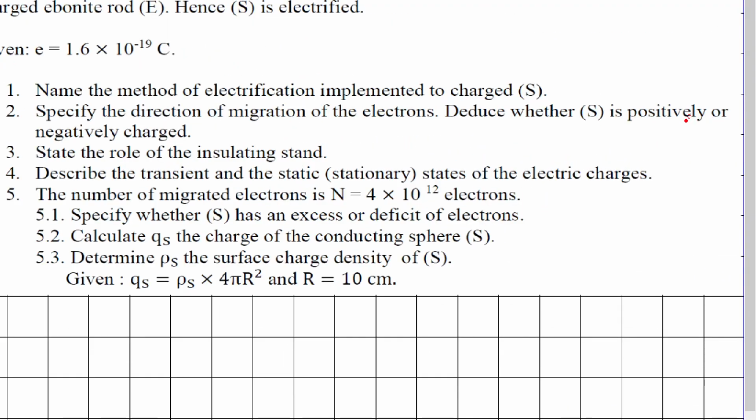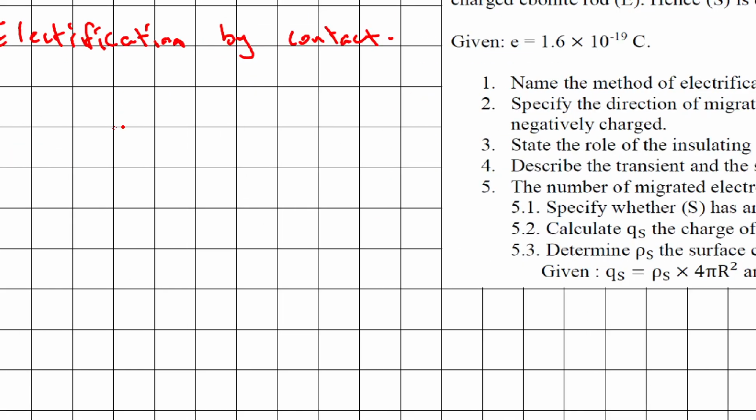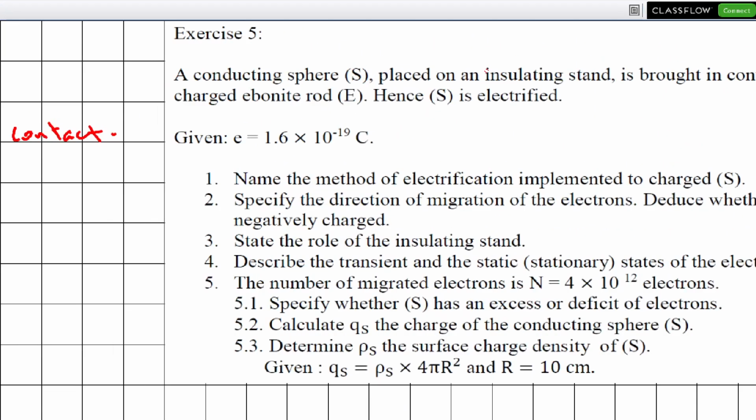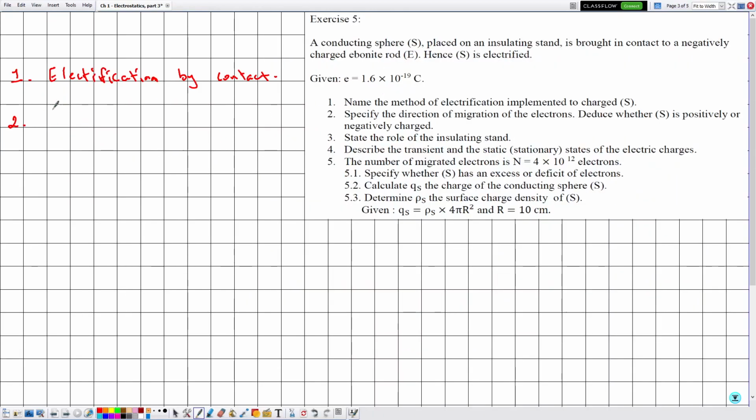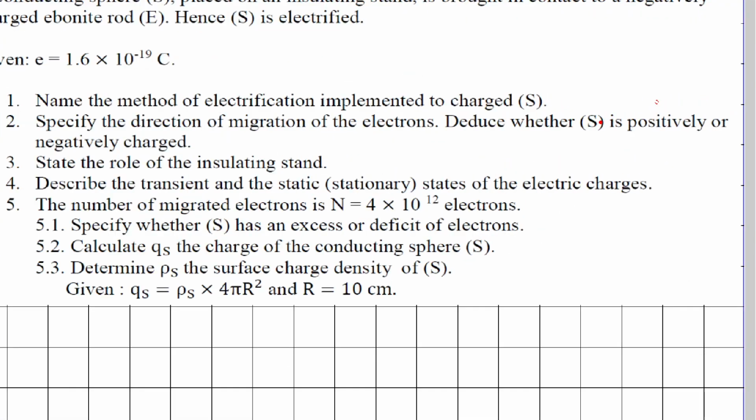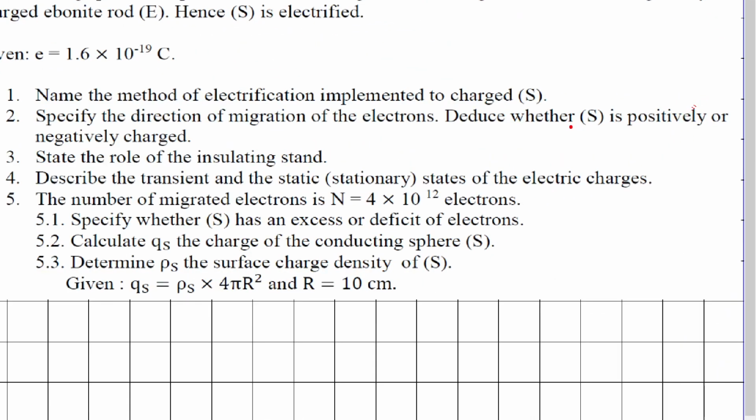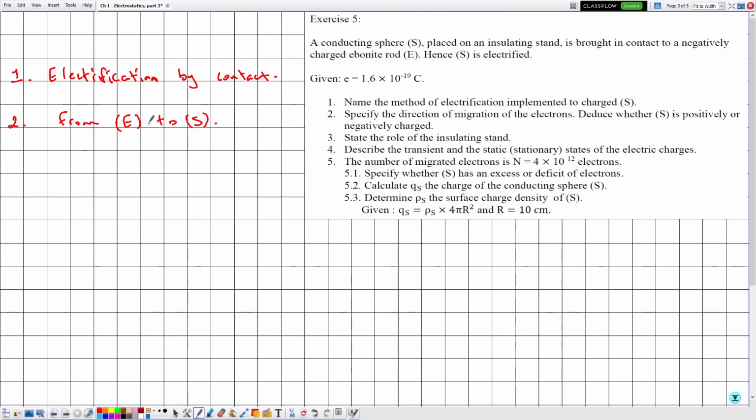Now in number 2, specify the direction of migration of electrons. So in this case, this is the rod and this is the sphere. If this is negatively charged, then the electrons are going to migrate from the rod to the sphere, and the direction is given from E to S. Then let me say, without any justification, from E to S, and this is straightforward. Now deduce whether S is positively or negatively charged. Since S gains some electrons from the migration from E to S, then S is going to be negatively charged.